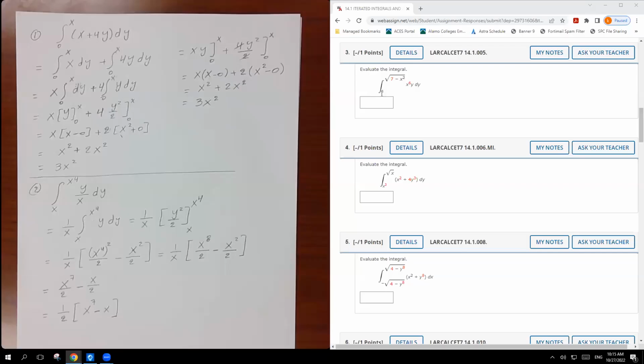Example 3, the integral from 0 to square root of 7 minus x squared, x to the power 6 y dy. We're going to do the integral with respect to y, so x is a constant. You can just take the x out as a constant and work with the y.